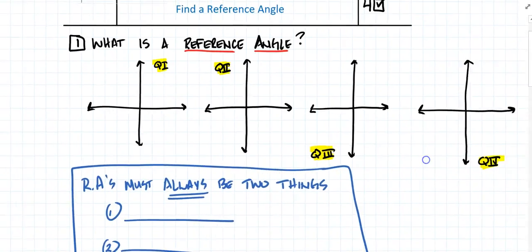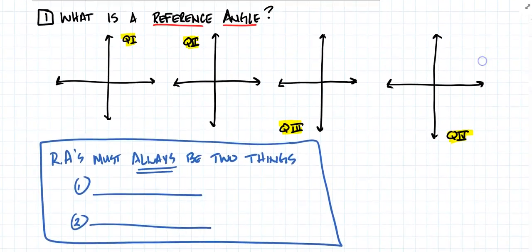So let me shrink this down for you. Okay, so I have 4 different little drawings here for you. Quadrant 1, 2, 3, and 4. And I'm going to give you a picture of what a reference angle is. So we're going to draw an angle in sort of standard position in all of my little pictures here. So let's set ourselves up for success.